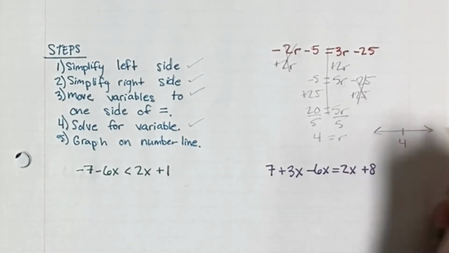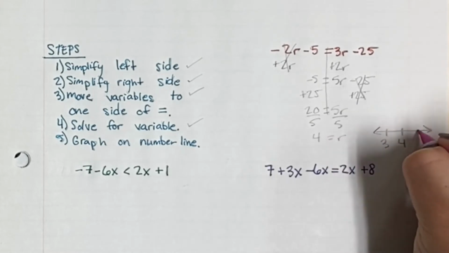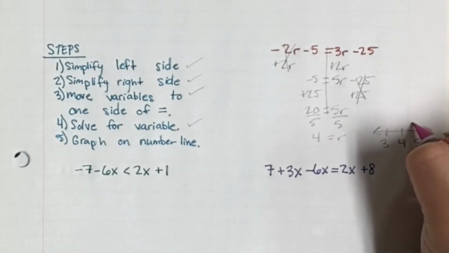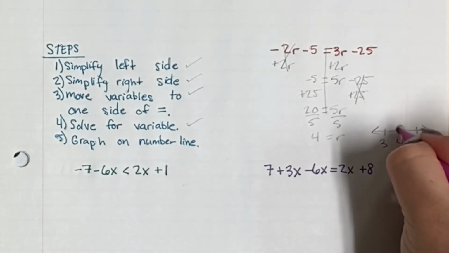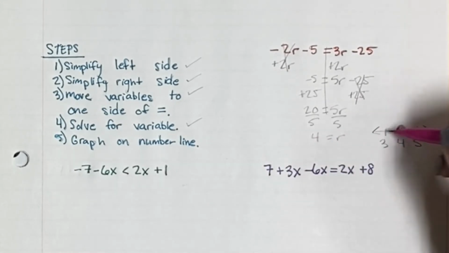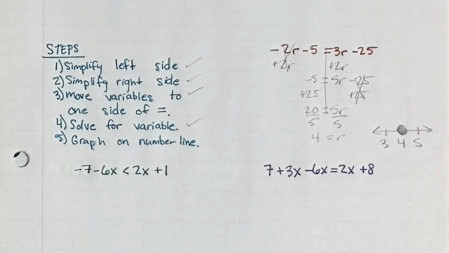We'll put 4 in the middle, 1 less on the right, or excuse me, the left, 1 more on the right. R is equal to 4, so I fill in a circle on 4 because it's equal to. It's not greater, it's not less. This is the only way to represent R equals 4.